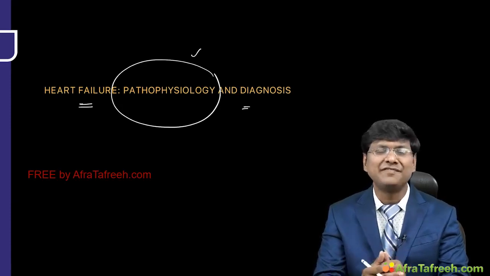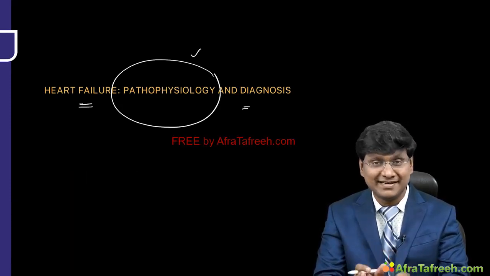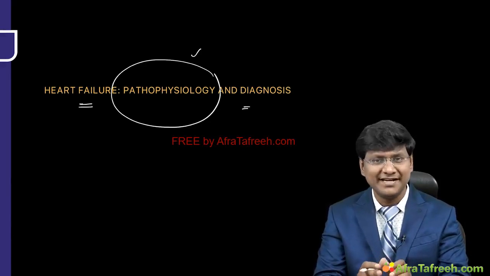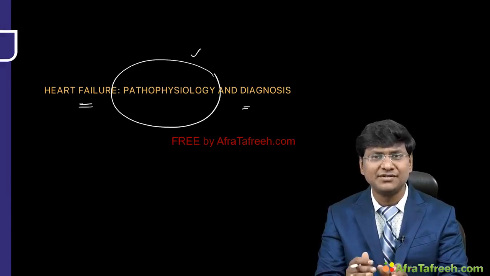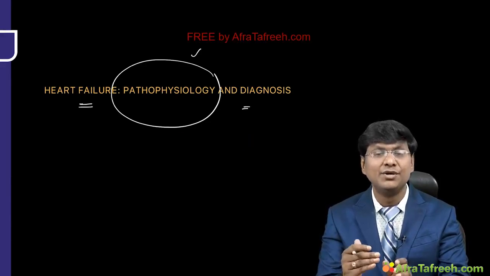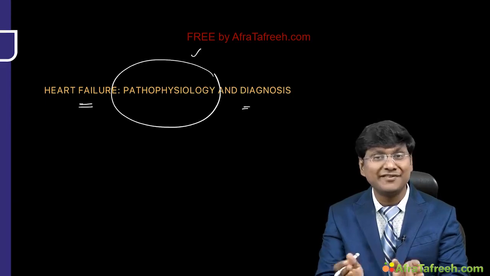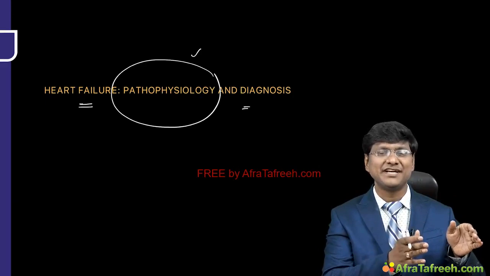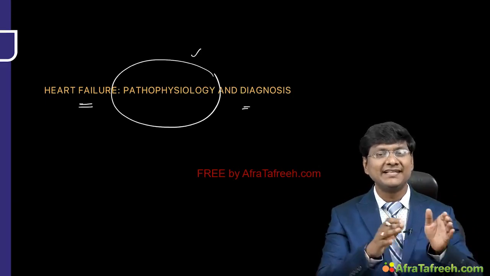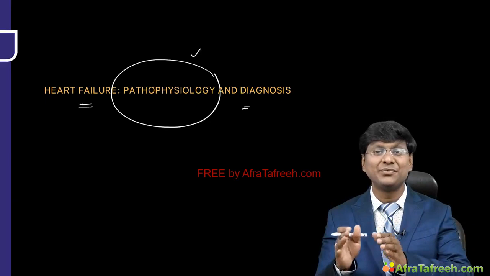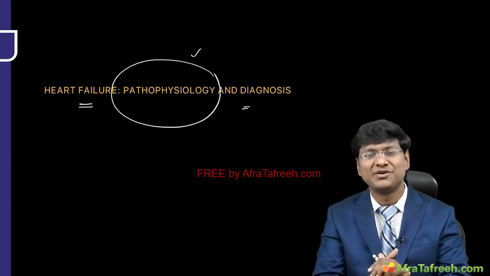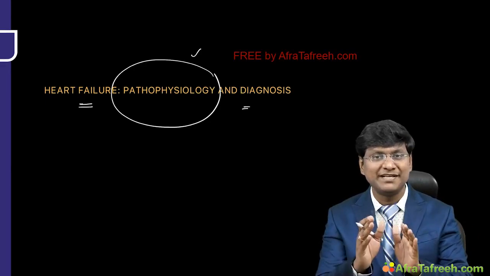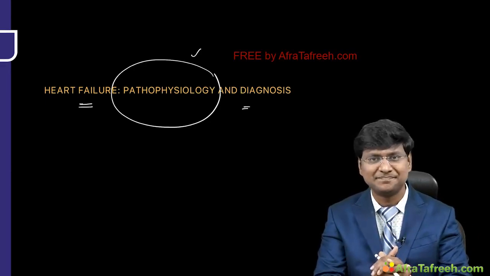And how is heart failure classified? The recent classification of heart failure is based on the ejection fraction. If you take the normal or near normal ejection fraction as more than 50%, heart failure is classified as heart failure with reduced ejection fraction, where the ejection fraction is less than 40%, and heart failure with preserved ejection fraction, where the ejection fraction is more than or equal to 50%. So this is how heart failure is classified, based on the ejection fraction of the individual.